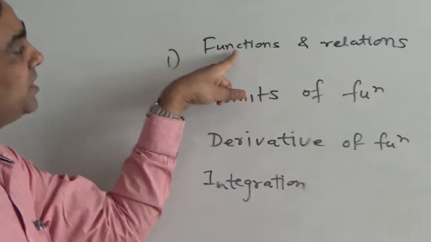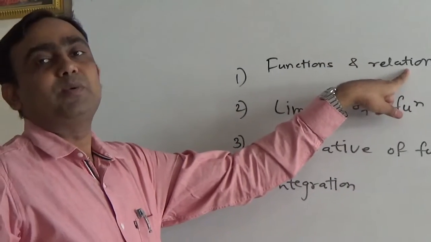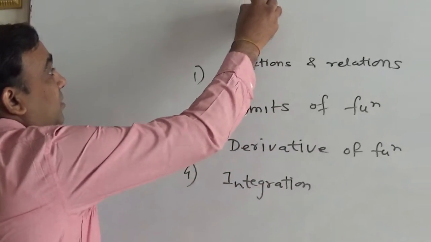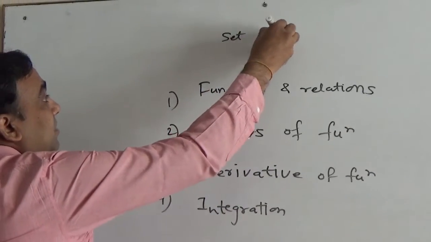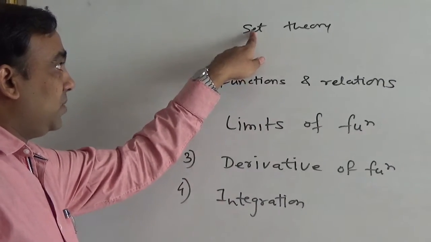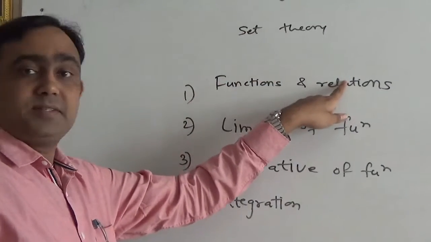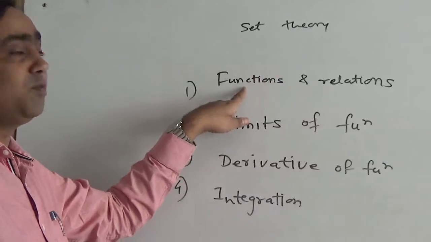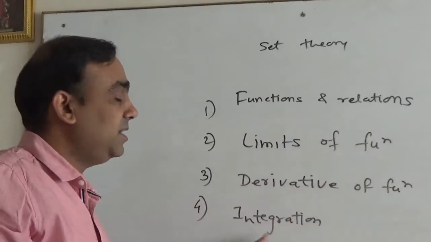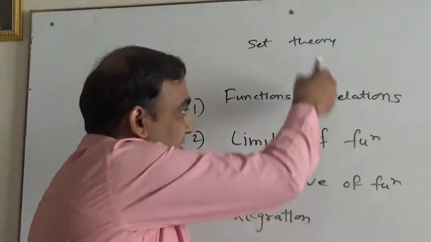And before going into the details of function, we should know what exactly relations are. And before relations, actually, we should know set theory also. So I can say, once we know set theory, we can go for relations. Once we know relations, we can go for functions. Then we can go for limits of function, derivative of function and integration. So this should be the sequence.